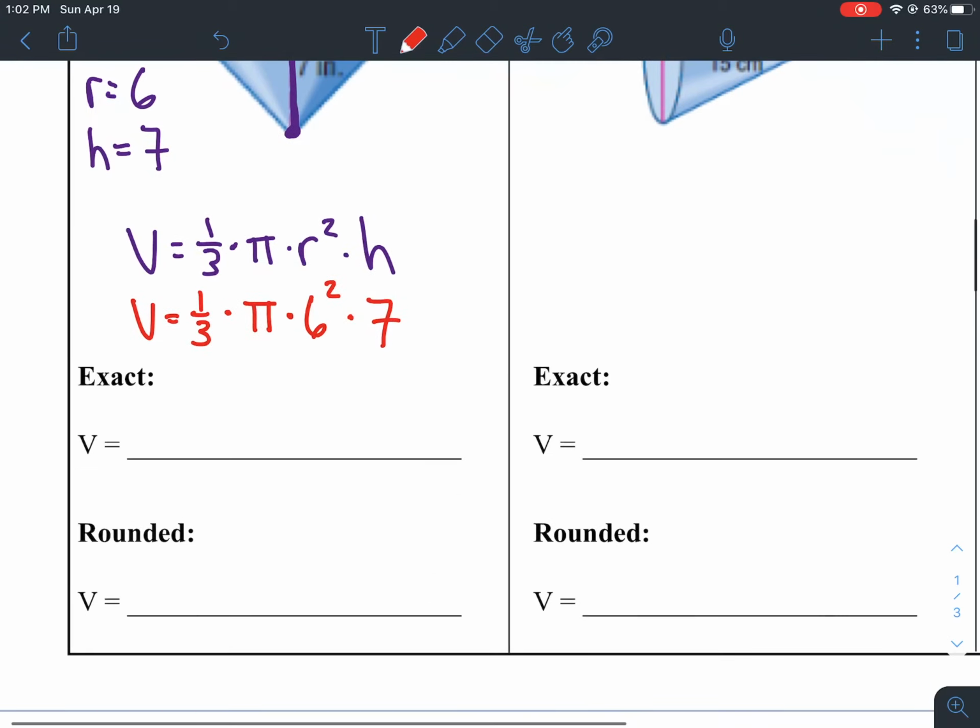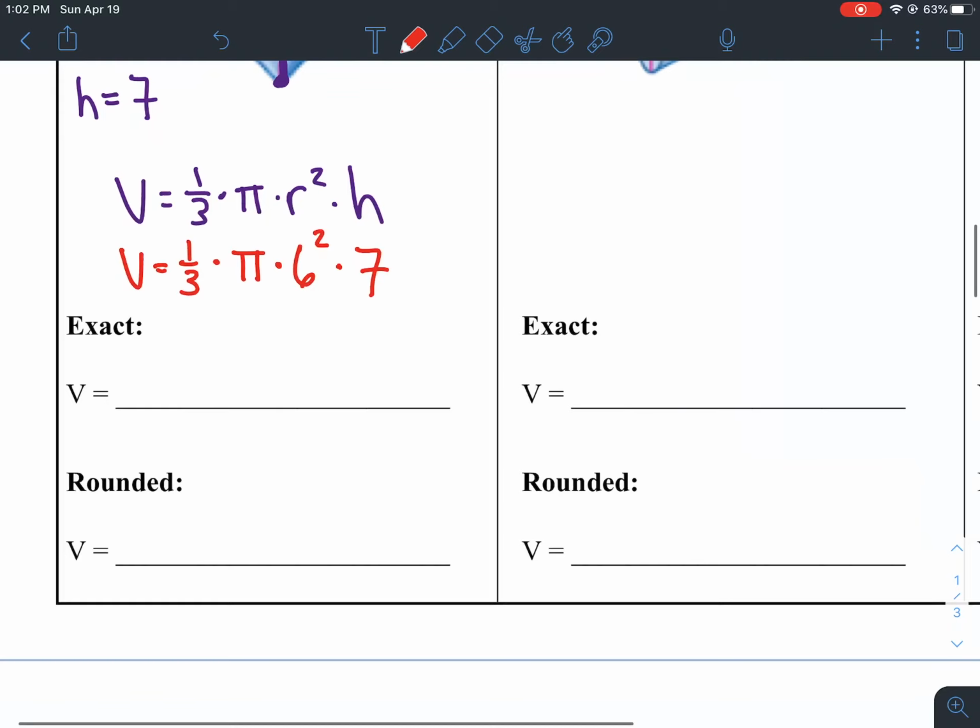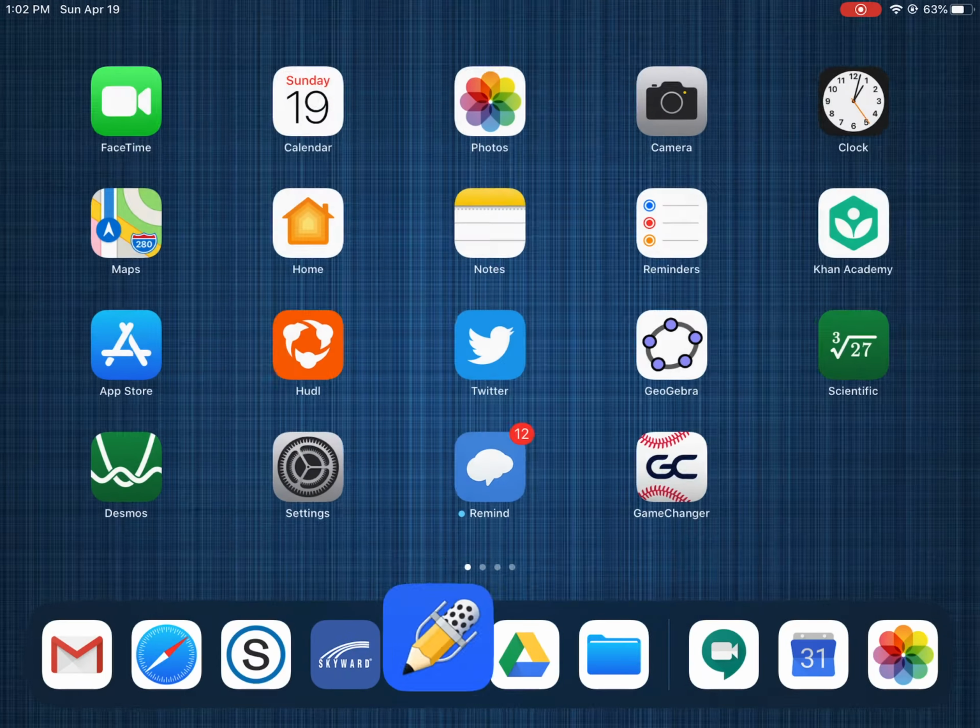Now, I'm going to plug that into the calculator. You see that we have the exact answer and the rounded answer. So remember, when we want to get the exact answer, we plug everything into the calculator except for the pi. So I'm going to do 1/3 times 6 squared times 7 on the calculator.